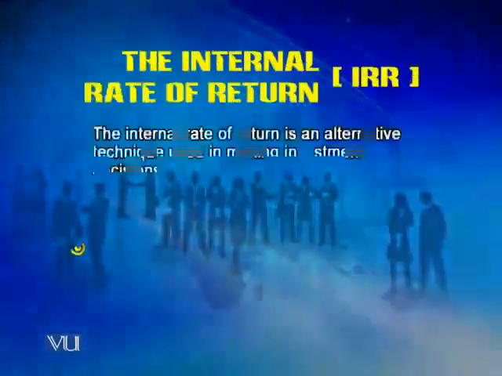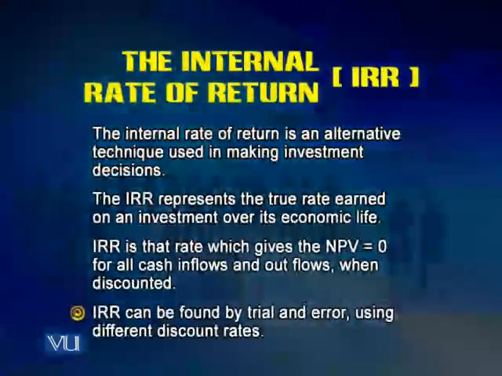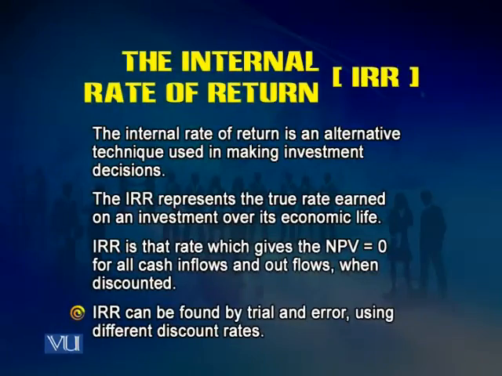So this is the rate, the IRR, which is going to give an NPV equal to 0 when you take all the cash inflows and outflows, including the initial outlay, and when discounted to the present value, the net present value comes to 0. IRR can be found by trial and error using different discount rates. So that's how you have to arrive at the IRR.